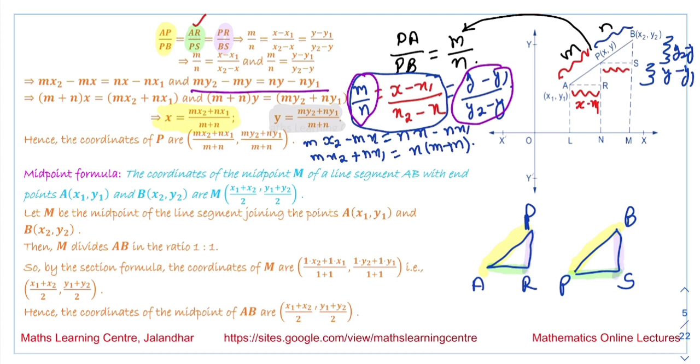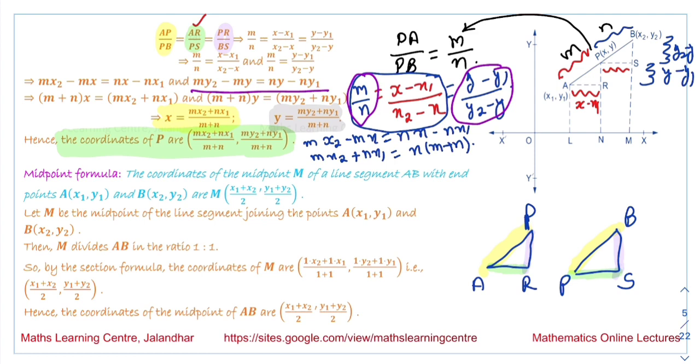So we are saying that the coordinates of the point P are m into x2 plus n into x1 over m plus n. So these are the coordinates of this point P.